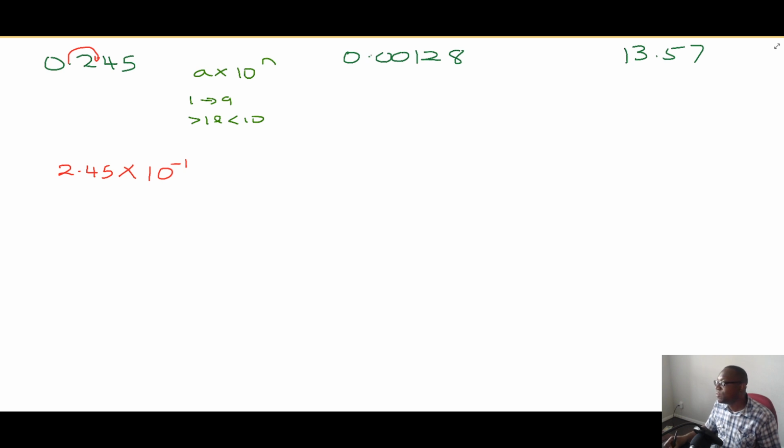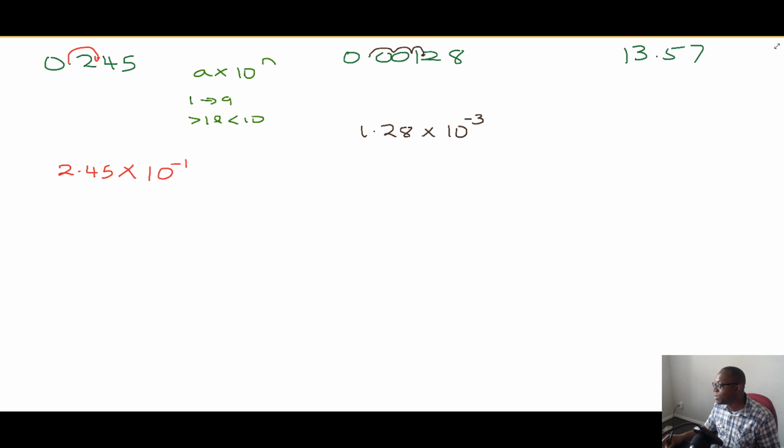We need to move the decimal until we get to a number that is greater than 1 but less than 10. So I have to go 1, 2, 3. So this is where I need to go. So I now have 1.28, and I had to move 3 times because I have a number less than 1. It's going to be a negative exponent.